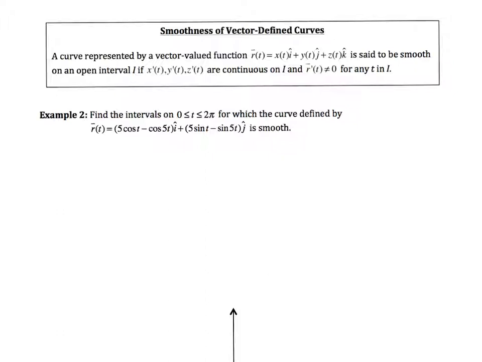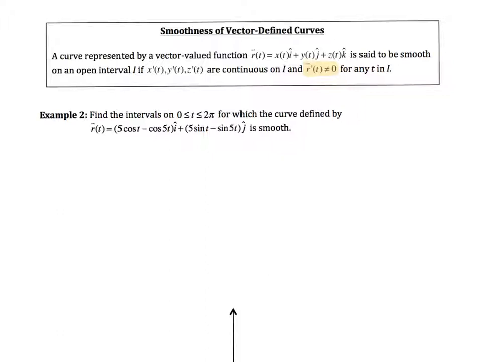So that's why it says right here in this definition that the curve is smooth if x prime, y prime, and z prime are continuous on whatever interval you're considering, and r prime does not equal 0 for any value of t on that interval. All right, so let's put this into practice.